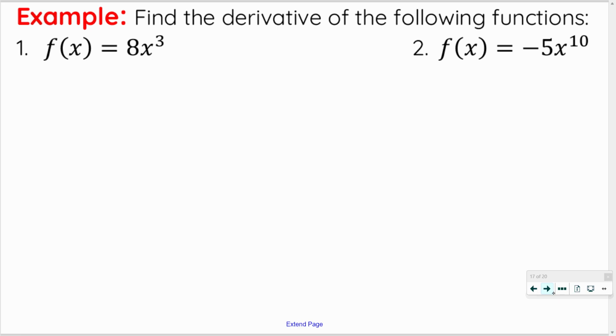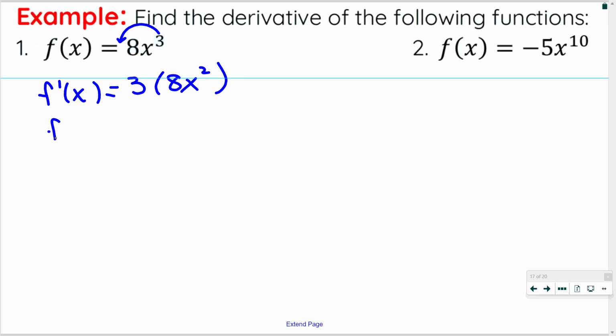So if I have f of x is equal to 8x cubed, to do the derivative, I still bring the 3 down, but I'm going to take the 3 and multiply it by 8x, decrease your power by 1 is 2. So you're still bringing the 3 down, but you're multiplying it by the function with the exponent decreased by 1. So this really becomes f prime of x is equal to 3 times 8 is 24x squared.